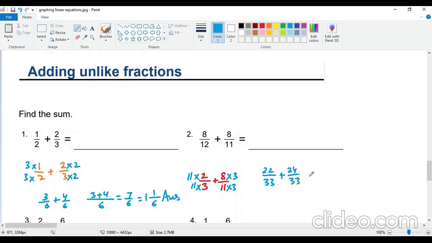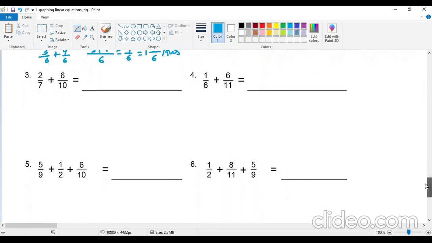Normal practice, making a straight line and writing this 33 once only, and 22 plus 24 is going to give us 46 over 33, and we can see that 33 times 1 is a 33 and the remainder is 13. So this is going to be giving us a final answer for this question.